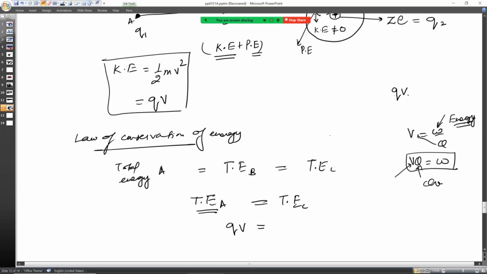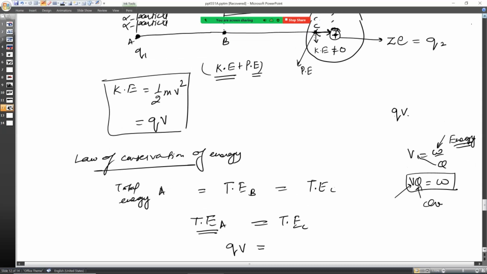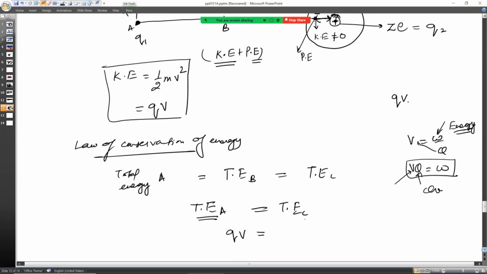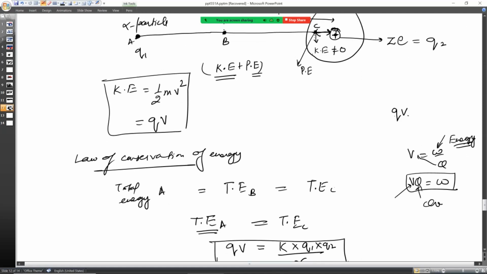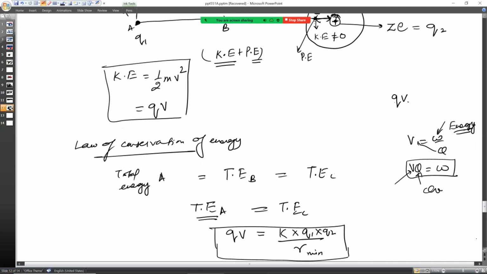There is also a formula for the energy between the two, that is K into Q1 into Q2 upon R, where R is the minimum distance. So this is the formula for calculating with the minimum distance. Q1 is the charge of this one, Q2 is the charge of this nucleus, into R minimum. Okay, got it?